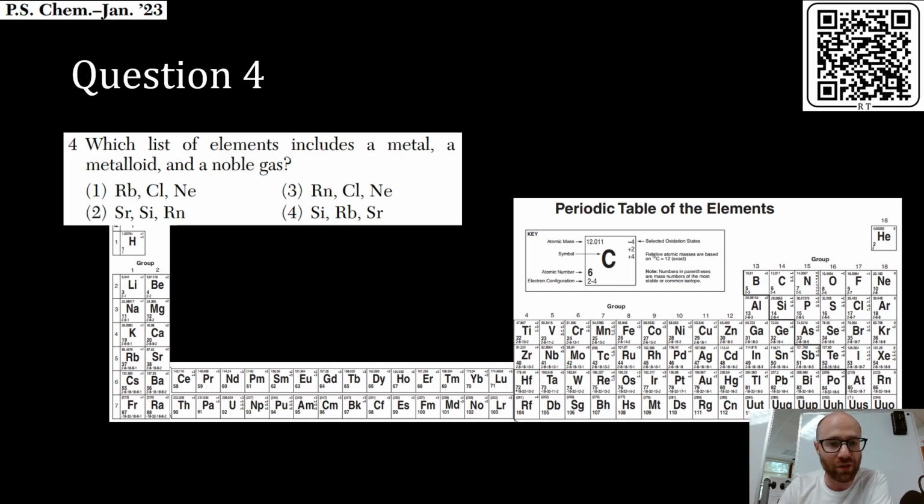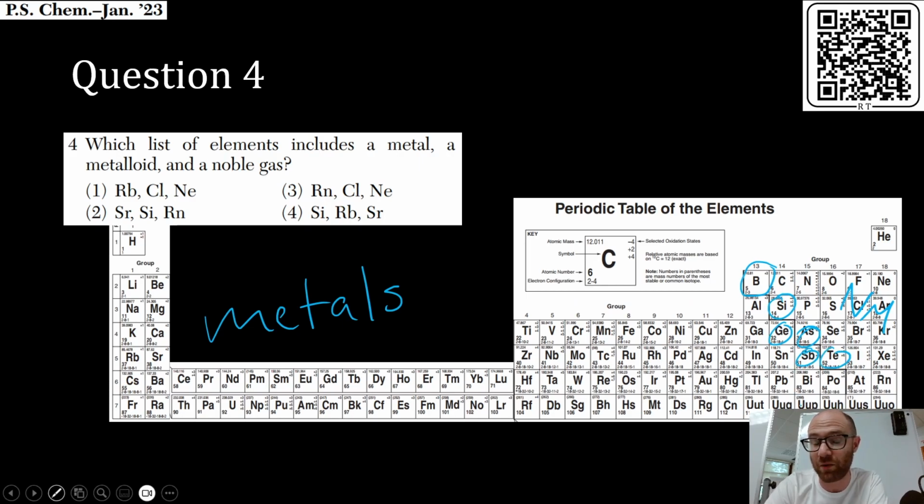For number 4, we're looking for a metal, a metalloid, and a noble gas. Metals are on the left side of your periodic table, nonmetals are on the right side of your periodic table, and the staircase between them, this diagonal stepping line, is the metalloids that you're expected to be familiar with. I've circled the 6 big ones. Astatine, polonium, tennessine, as we start to update the periodic table, might be, but a lot of these elements are radioactive, so we don't really worry about their chemical properties too much.